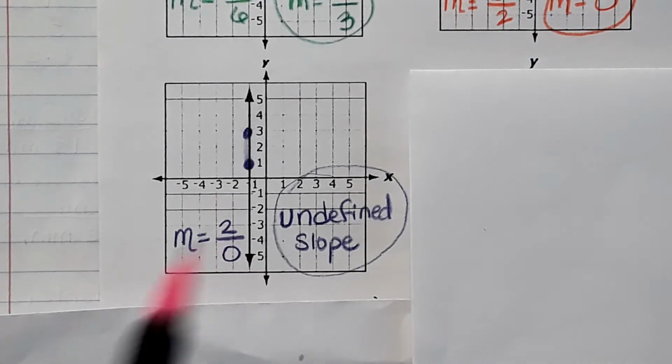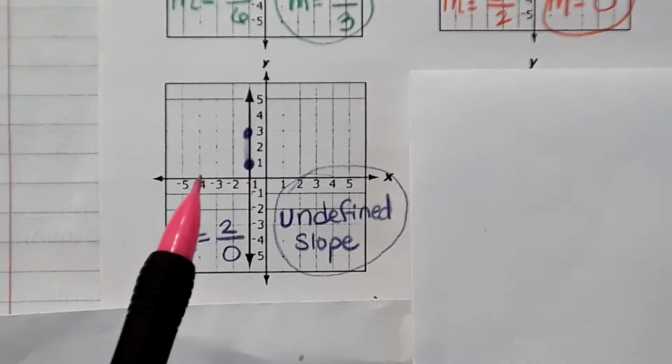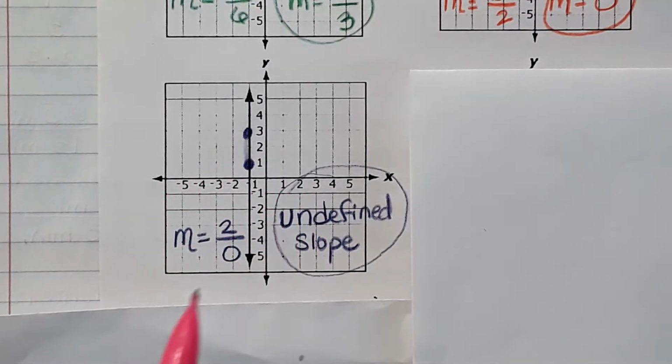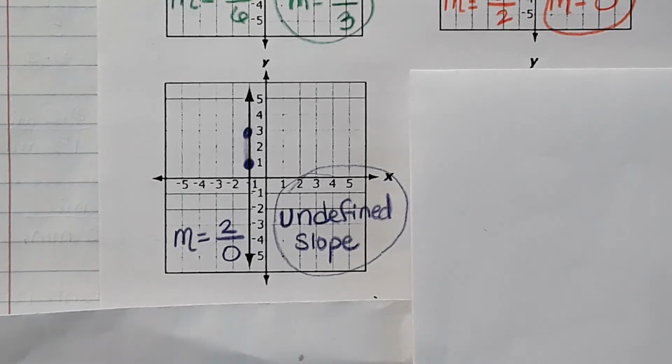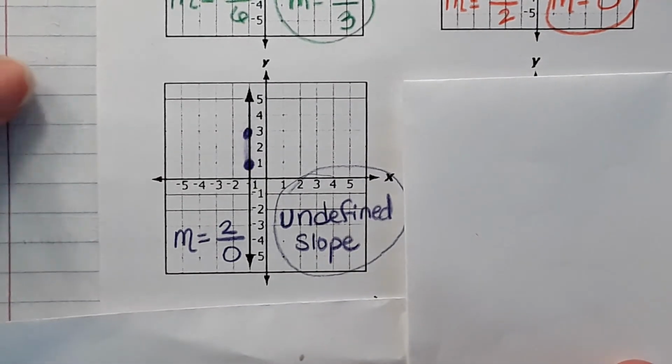Again, any 2 points you want on your line, I've got a rise, but there is no run. So when there's a 0 in the denominator, that is undefined. We know that a vertical line is an undefined slope.